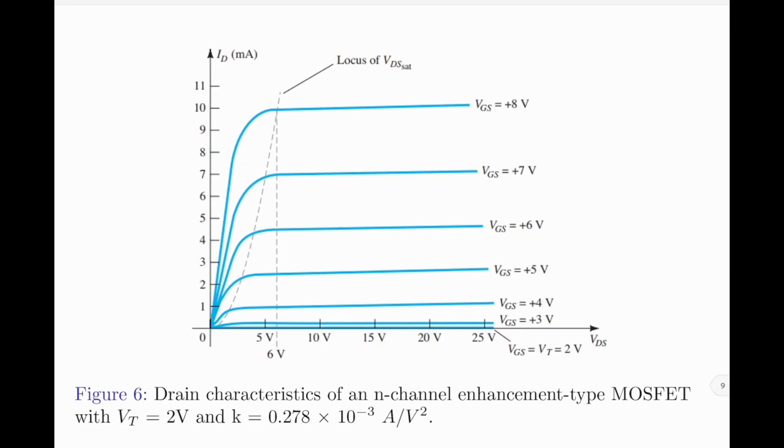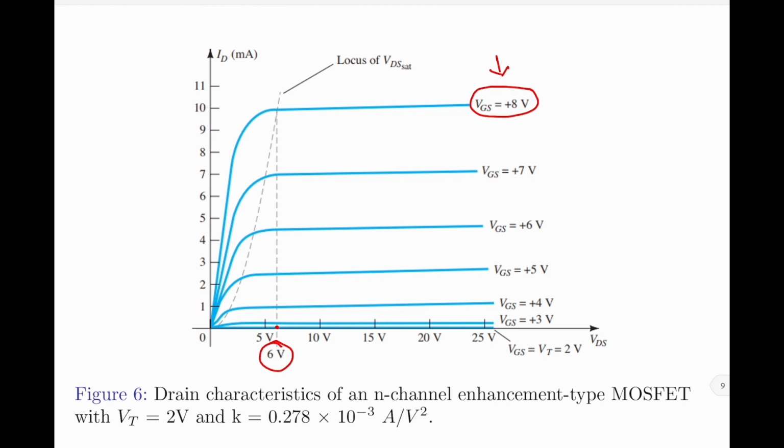Figure 6 here indicates the drain characteristics of the N-channel enhancement type MOSFET. Let us consider the condition where the gate to source voltage is plus 8 volt. As you can see from the graph, when VGS is equal to plus 8 volt, the MOSFET will enter saturation at this point, which is at plus 6 volt.